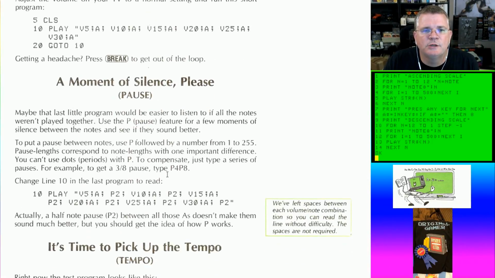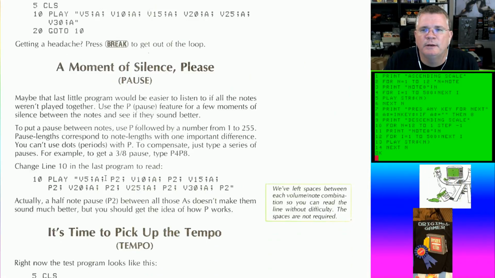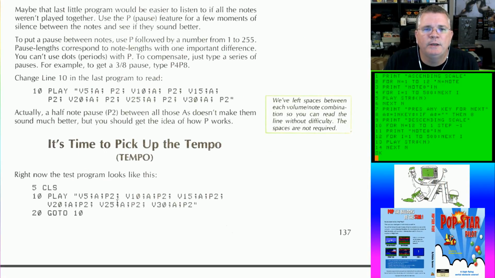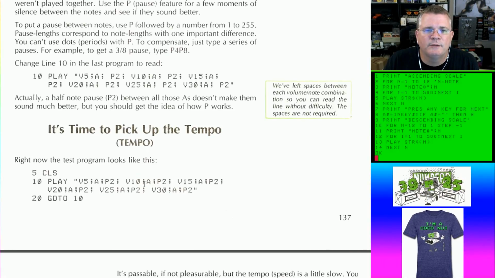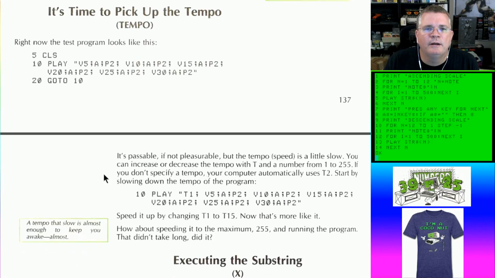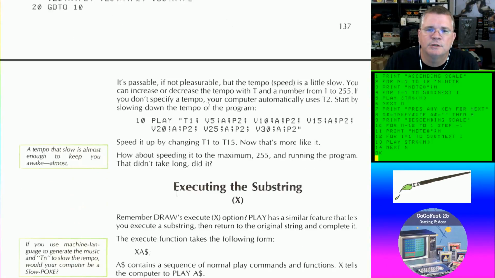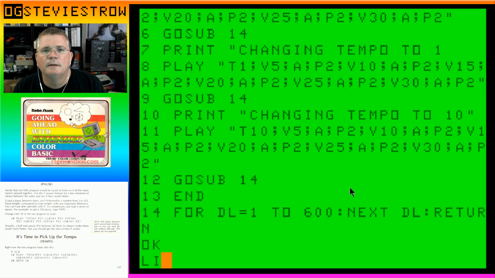And then it gets into showing us how the pause command works, and we can put in a pause in between notes. And then here's where it shows us how we can change the tempo of this. So it's showing us this is our current program, but if we were to change the tempo to 1, it would be slower. And I'll show you that in my demo as well.